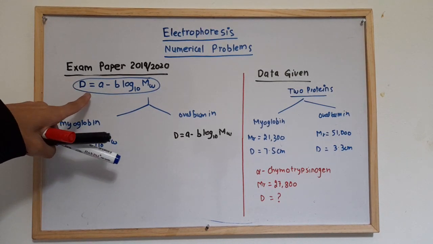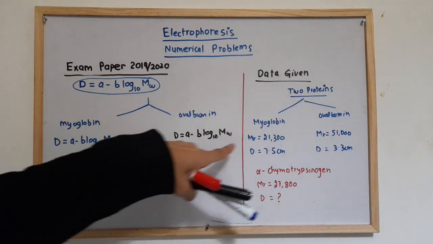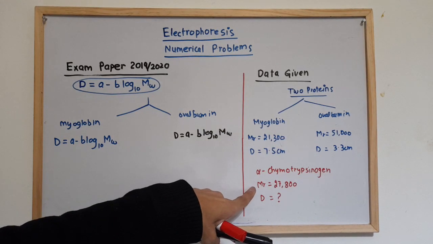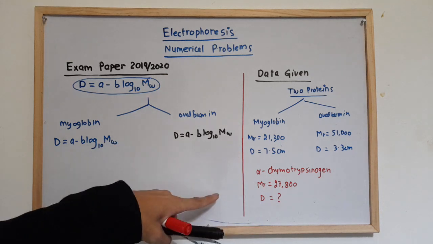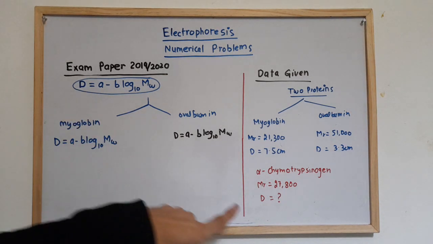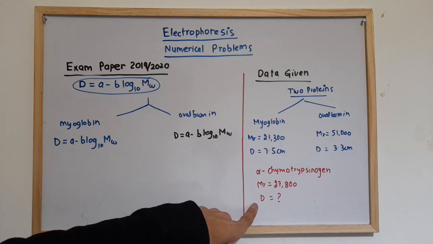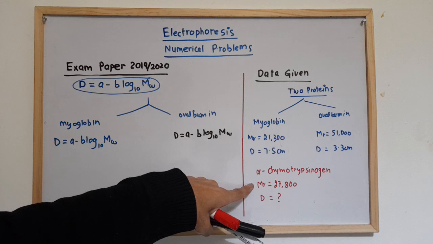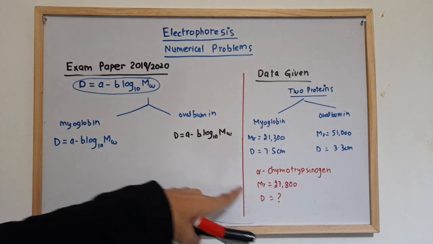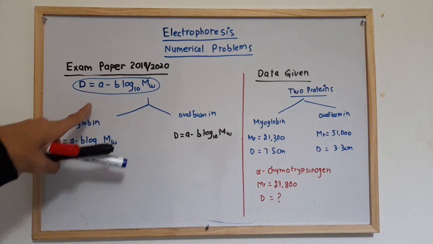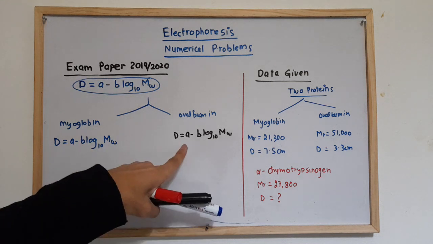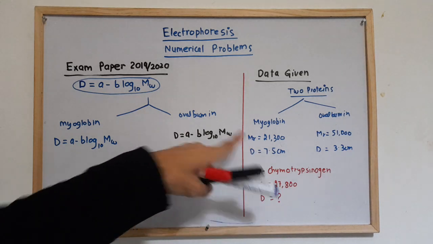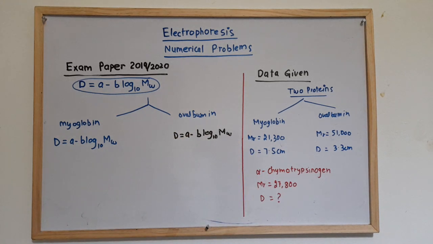Here is the formula that we will use to solve this problem, because we are given only two proteins, and the third protein is the one we have to find. If there are only two standards, then we will use this formula to find the distance traveled by the third protein. If the distance is given, then we can find the molecular weight of the third protein. So for myoglobin I have written the same over here, and then for ovalbumin I have written over here, and then we'll insert these values into the formula.